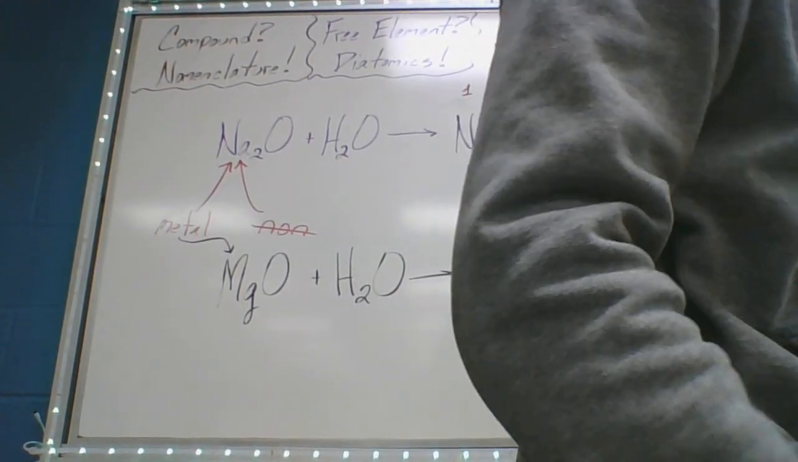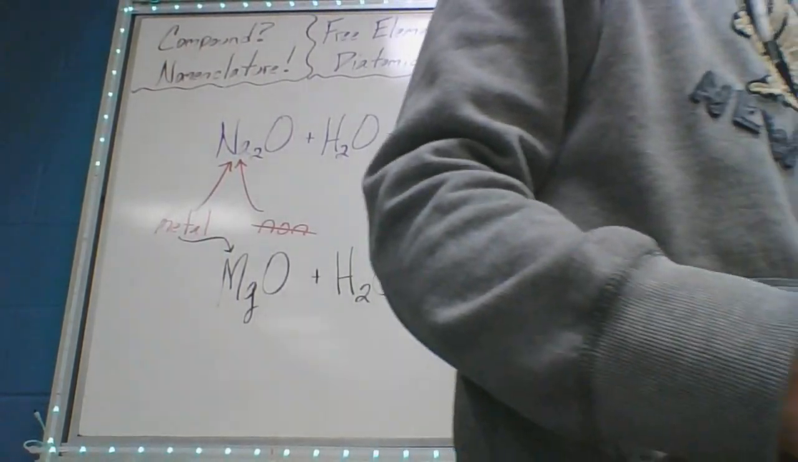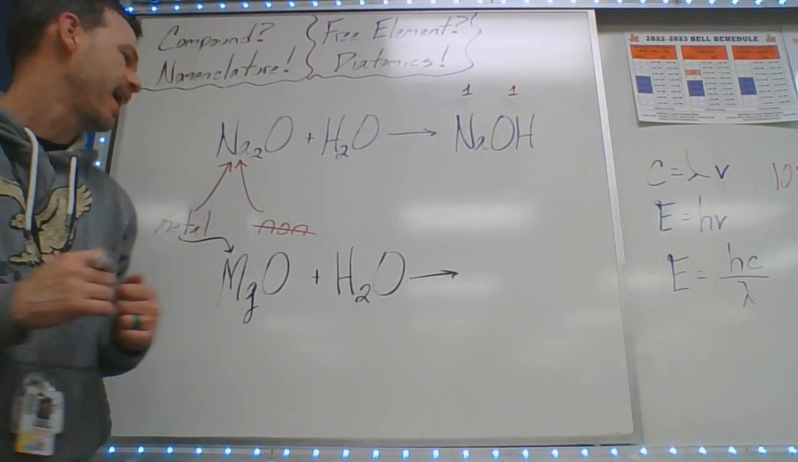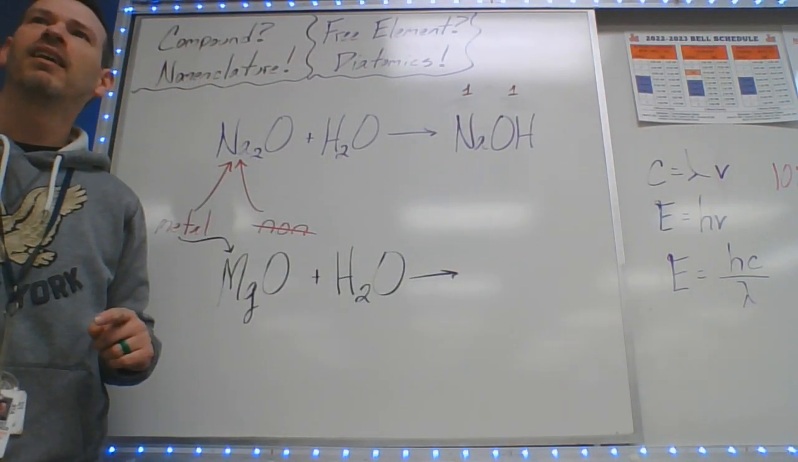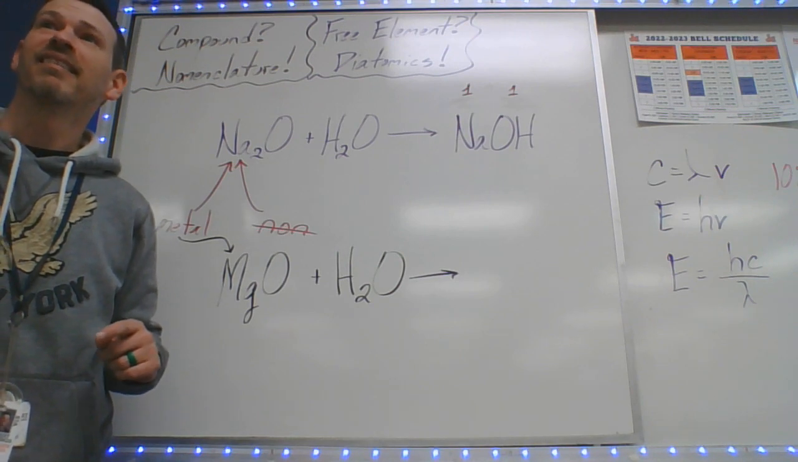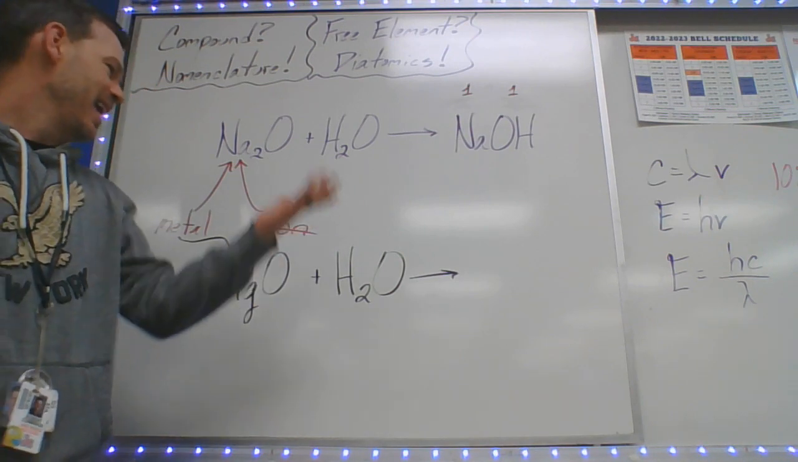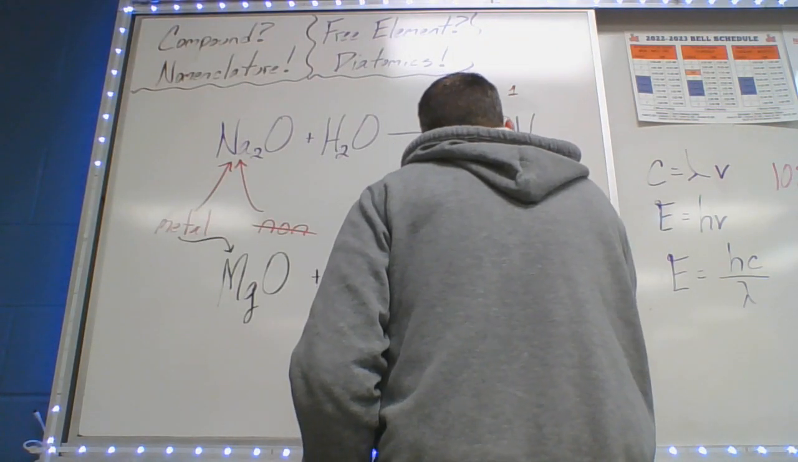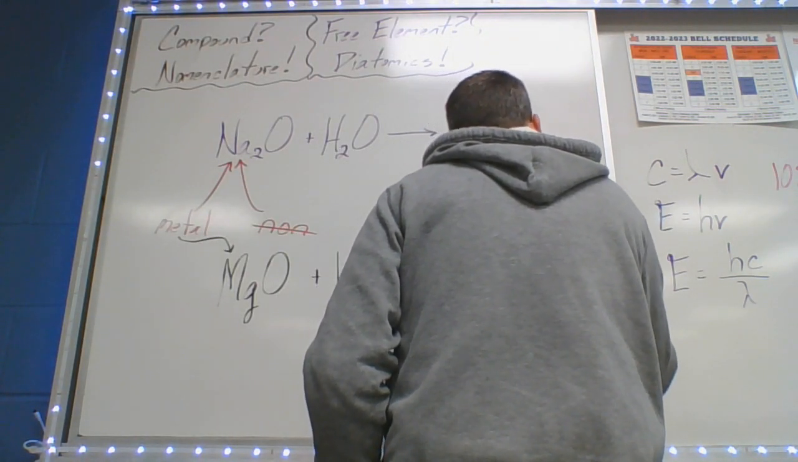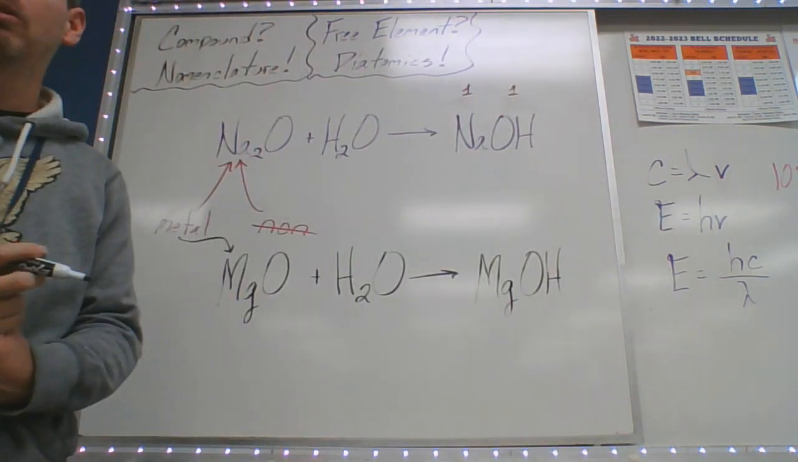Let's go over to cluster 3 again and talk to seat 2 again. 3-2, you are my friend today. What should that product be? Yeah, you take the metal, magnesium, and you put it with hydroxide because that's exactly what the rule says to do.